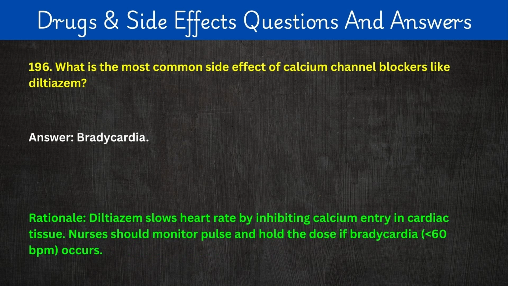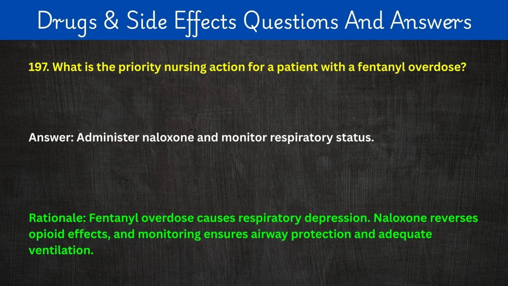196. What is the most common side effect of calcium channel blockers like diltiazem? Answer: bradycardia. Rationale: diltiazem slows the heart rate by inhibiting calcium entry in cardiac tissue. Nurses should monitor the patient's pulse and hold the dose if bradycardia, defined as a heart rate less than 60 beats per minute, occurs.